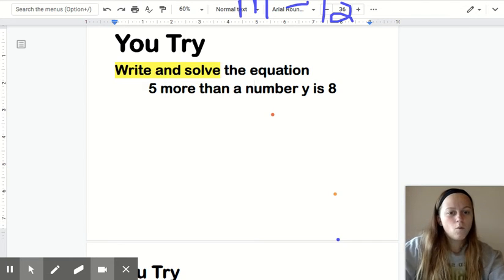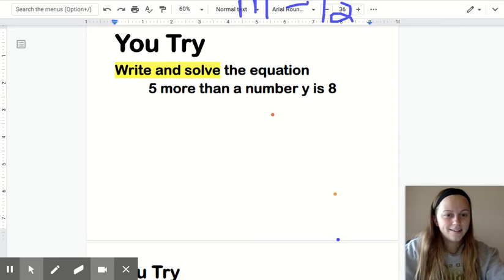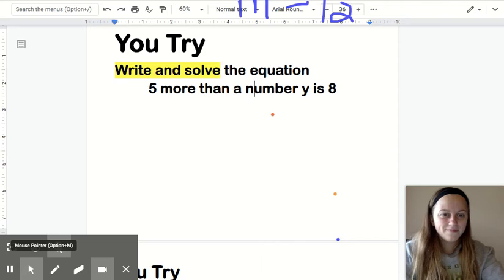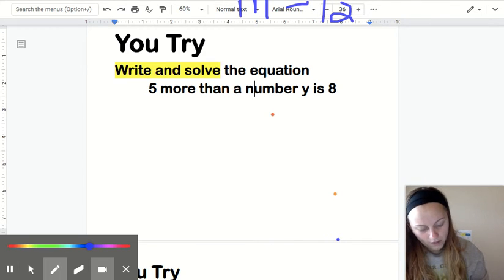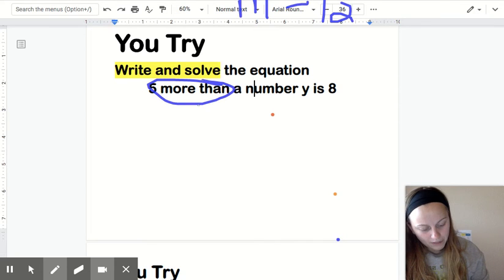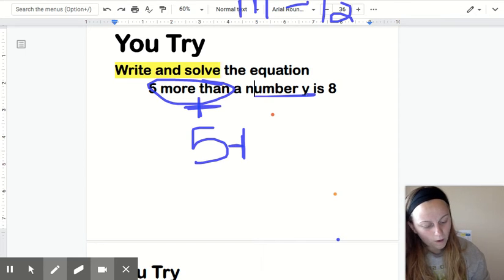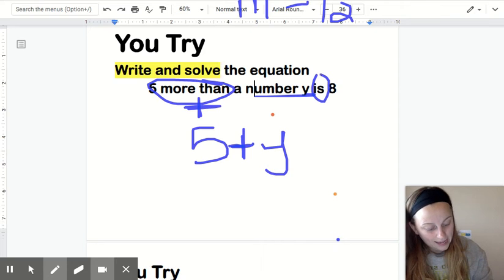5 more than a number y is 8. Pause the video and then play it once you have it. All right, so "more than" is a math word here. That means to add. So we have 5 more than, 5 plus a number, y is our variable. So 5 plus y. "Is" is a math word for equals. So 5 plus y equals 8.